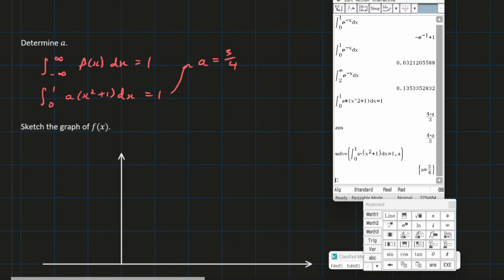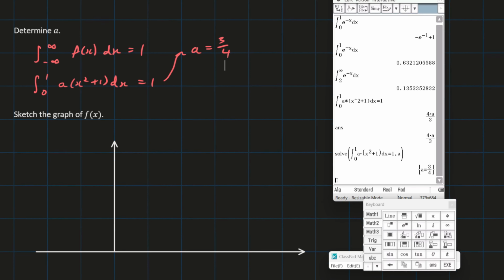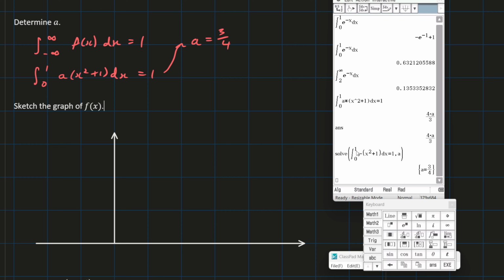Now the next question is sketching a graph of f of x on this axis here. So what I need to do is sketch a multiplied by x squared plus 1, a being 3/4. I need to sketch that from 0 to 1, and then I also need to sketch 0 everywhere else. So my rule, y is equal to 3/4 times (x squared plus 1). I'm going to try and do this without the calculator. If we wanted to expand this out, 3/4 x squared plus 3/4, the y-intercept and also the turning point, because we have no x translation, that's just going to be equal to 3/4.